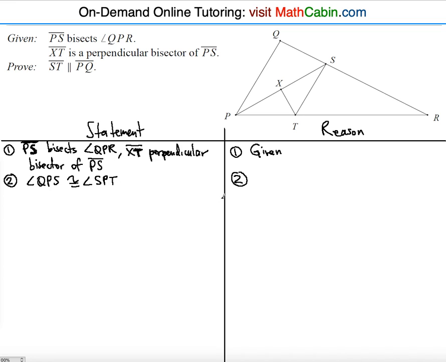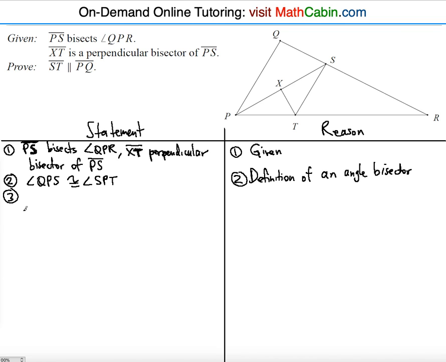Okay, and how do we get that? So let's see that graphically. QPS, so this angle, is congruent to SPT. So obviously this comes from the given part that PS bisects angle QPR, right? Bisects means that it forms two congruent angles as a result, right? So this reason is the definition of an angle bisector, right? In this case, the angle bisector is PS.